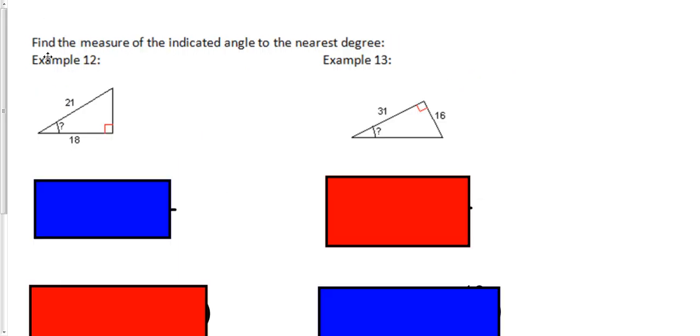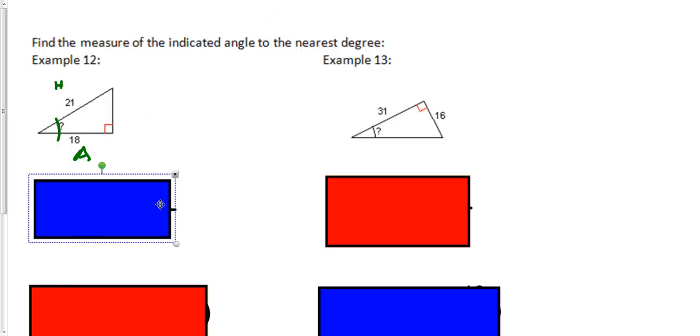So if we need to find the measure of an indicated angle to the nearest degree, this is similar to finding a missing side given our angle and two sides. If we're looking at this angle right here, this is the angle we want. 21 is the hypotenuse, across from the right angle. 18 is the adjacent because it's right next to it, not opposite. Using this angle, what trig ratio would give us an A and an H? Well, A and H go with cosine, the CAH.